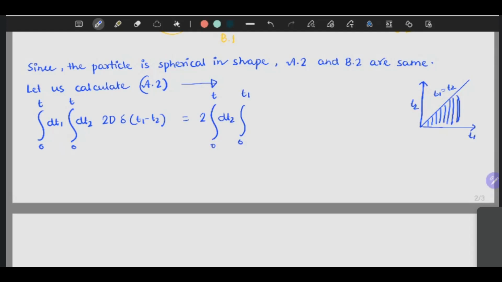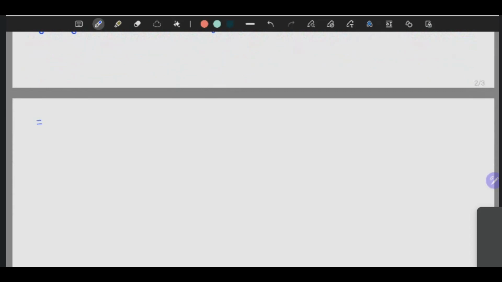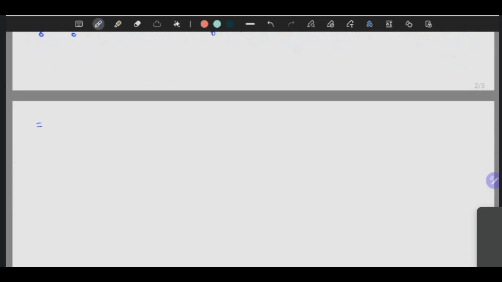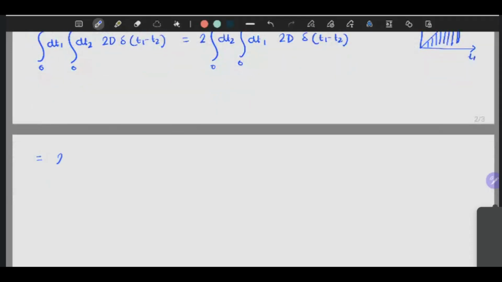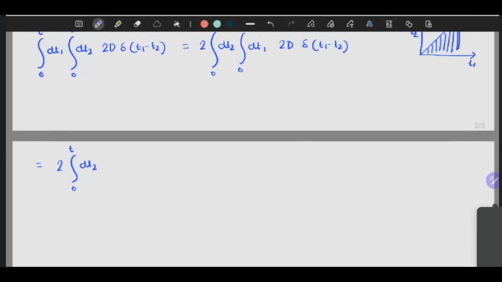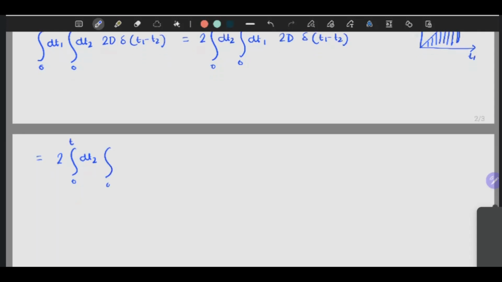So let's say we are solving for t1 and t2, where t1 can only take, let's say, the lower half that we are calculating. So this will be dt1, 2D delta t1 minus t2. So then it will follow 2 times the integral from 0 to t of dt2, and the integral from 0 to t1.